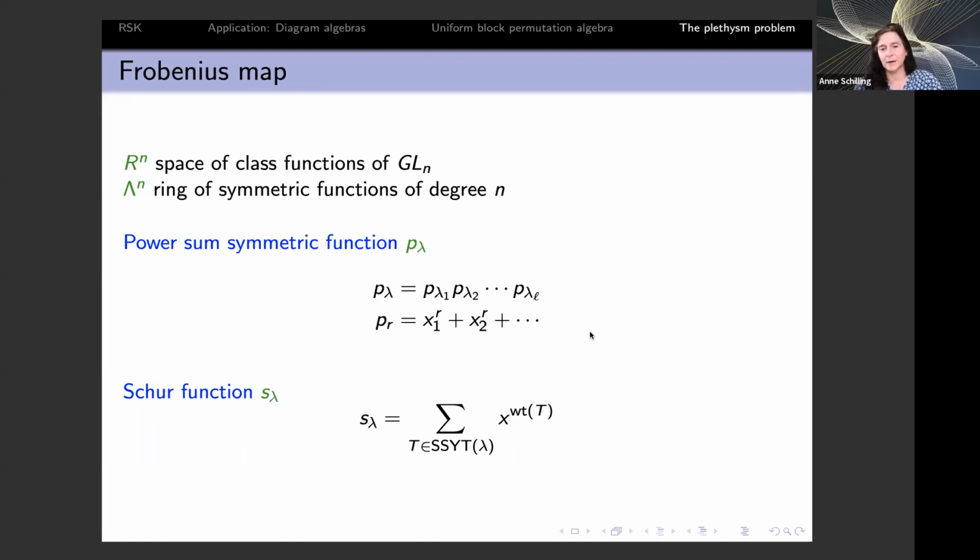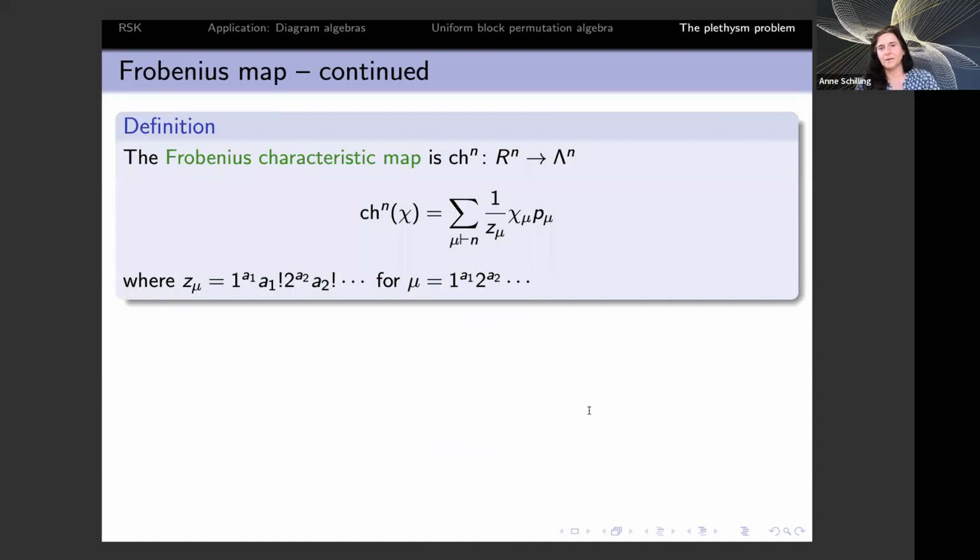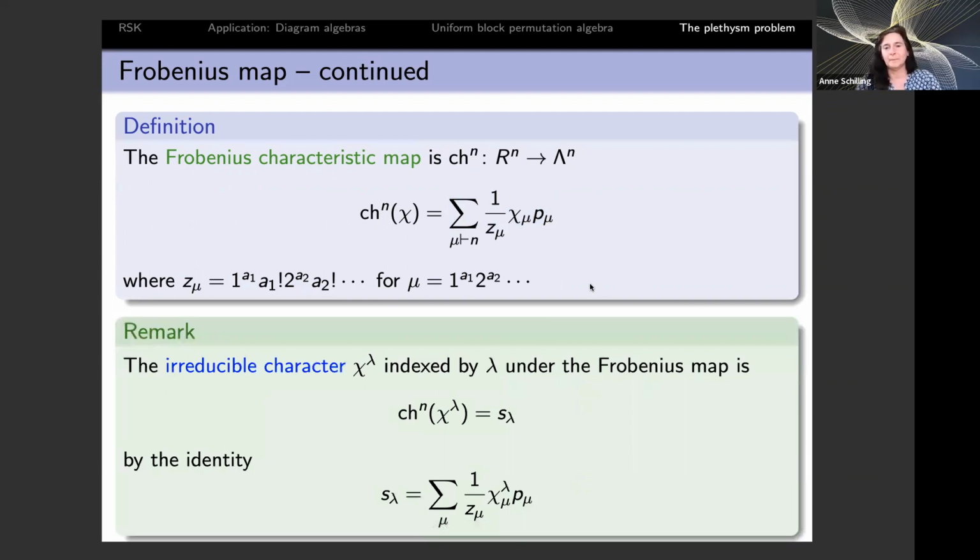And one way to define the Schur function is as a sum over semi-standard Young tableaux, x to the weight of the Young tableau. And the Frobenius characteristic map is a map from the class functions to the ring of symmetric functions, where you map a character to this sum. The P mu are precisely the power sum symmetric functions. And the Z's are just the sizes of certain centralizers of conjugacy classes. It turns out that there's an identity on the level of symmetric functions, namely the Schur function can be written as this sum of the power sum symmetric functions. So that tells us that the irreducible character of Sn for GLN is in fact equal to the Schur function.